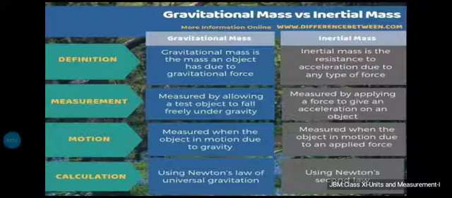Gravitational mass is measured when the object is in motion due to gravity, and inertial mass can be measured when the object is in motion due to an applied force. So calculation of gravitational mass employs Newton's law of universal gravitation, while inertial mass can be calculated using Newton's second law.